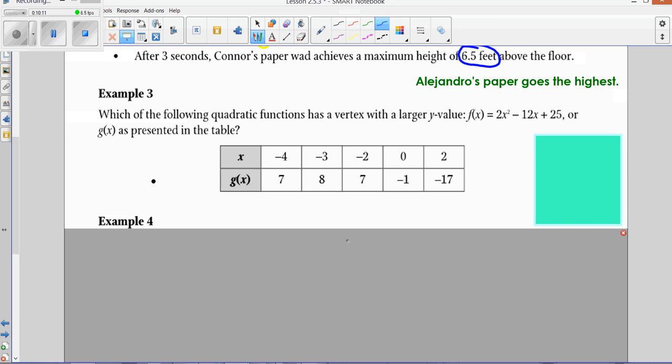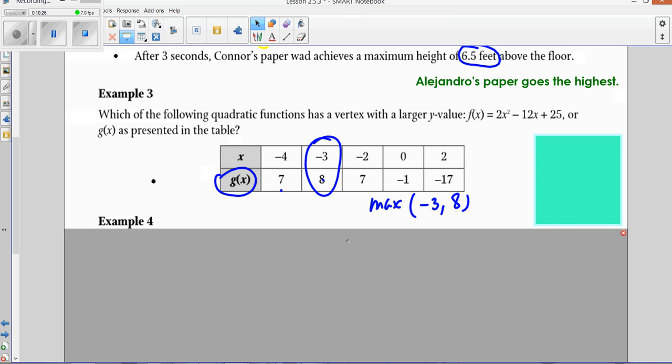I could actually find this one. I can find my maximum first because I just look for the largest. Nope. Ooh, that's larger than 7. Nope, nope, nope. It must be this guy. So my max here for this guy is negative 3, 8. So I know that's my max. But I need to find the max of my quadratic function, which is written here for f of x. So there, what you're going to do is plug that in your calculator.